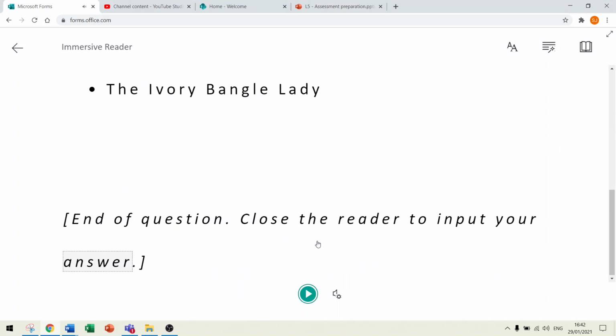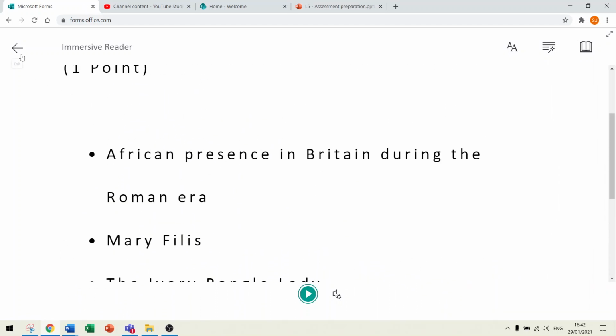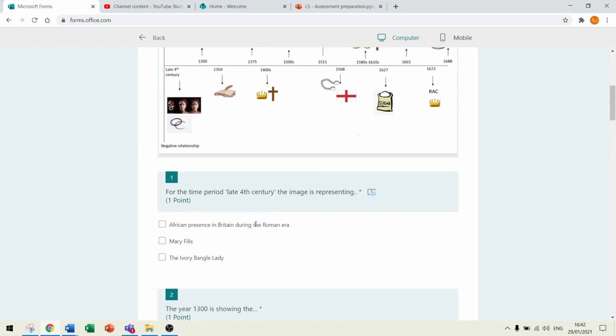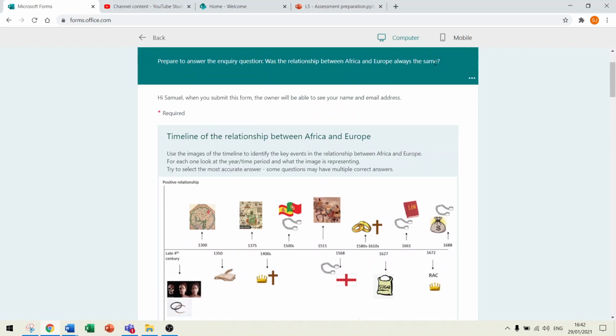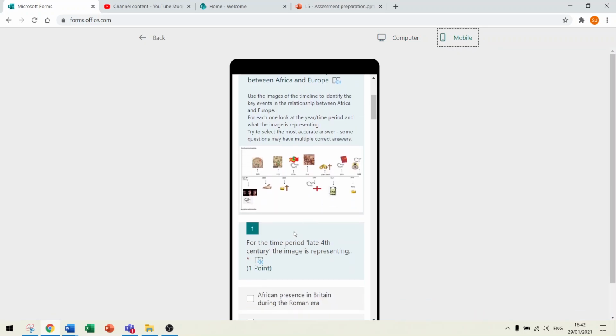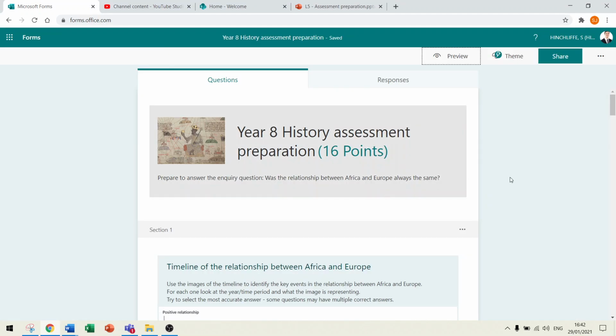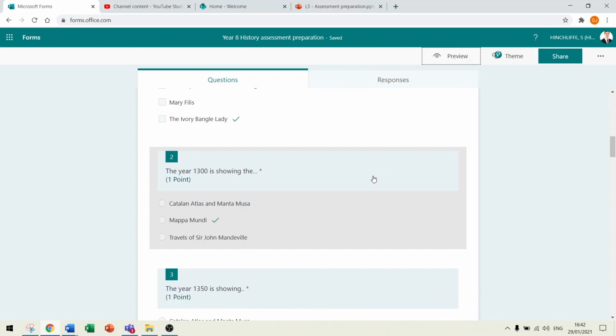Okay, so once you've heard it, and you can play it again if you want, you can simply just press the exit button here, and then you're back to the main screen where you can put in your answer. So again, it will work the exact same way for the mobile device as well. It will bring it up the exact same way if you're using your phone for this. Okay, so that's the first part of the lesson.